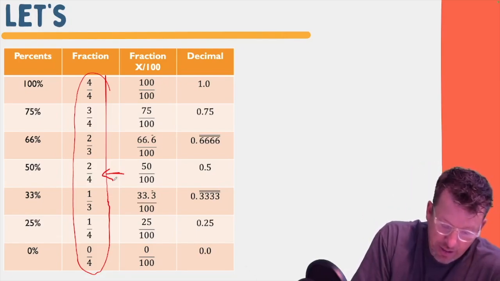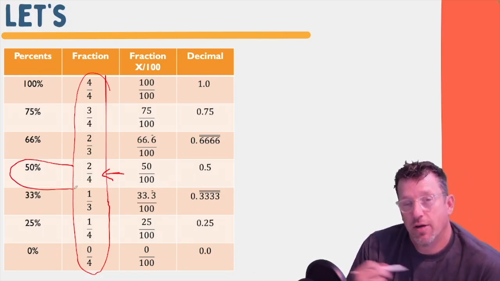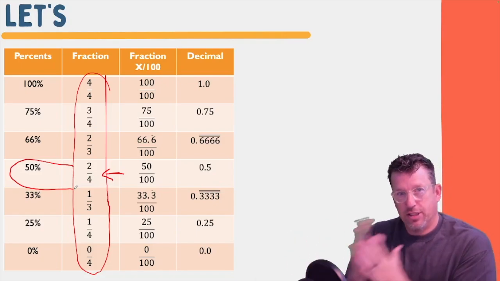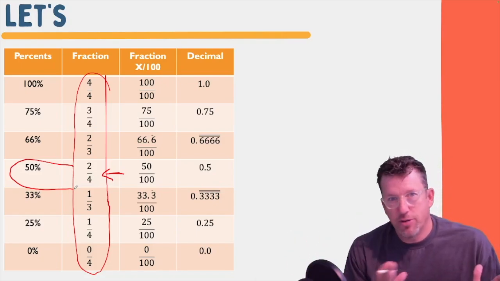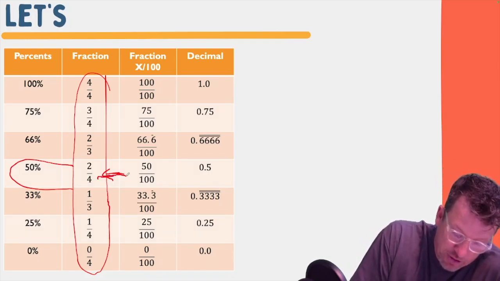How do you show that as a percent? Well, half in the world of percent is 50%. So 100% would be the whole pizza. 0% would be none of the pizza. What's halfway between 0 and 100? That's right, 50.